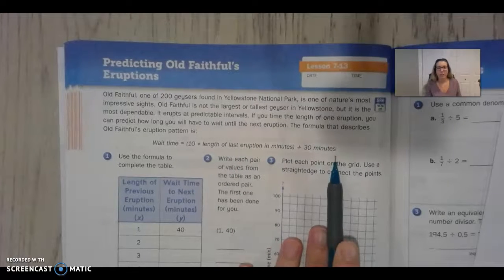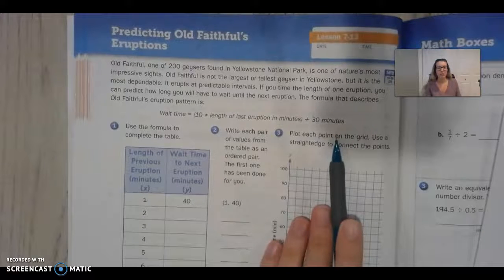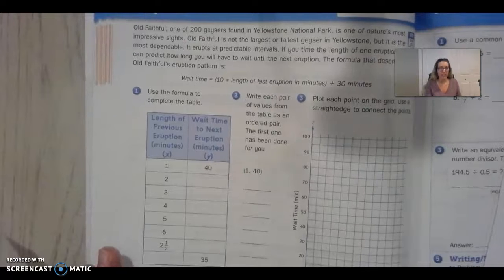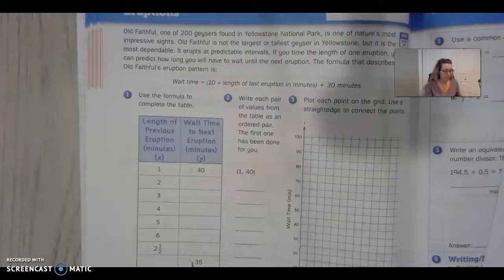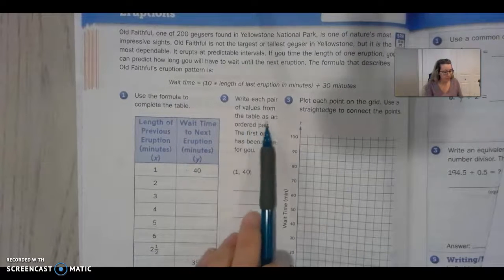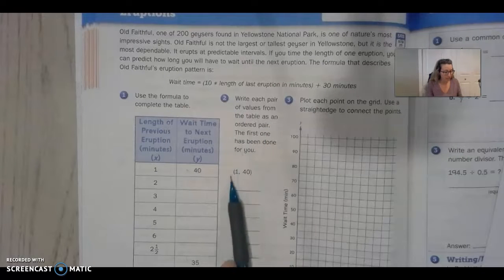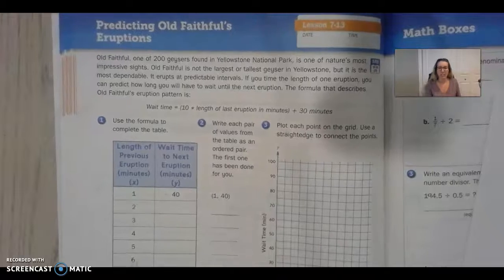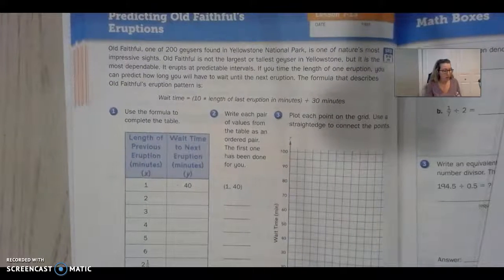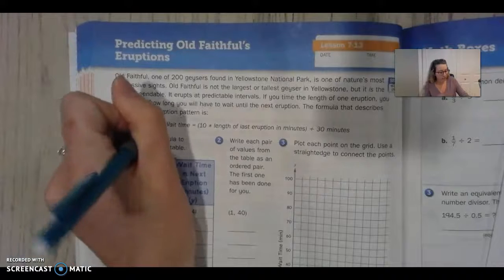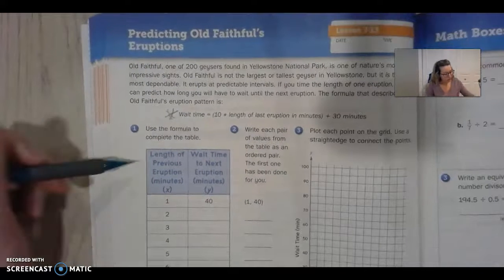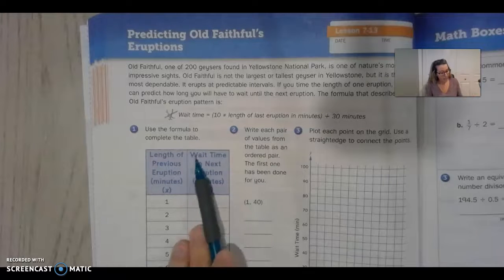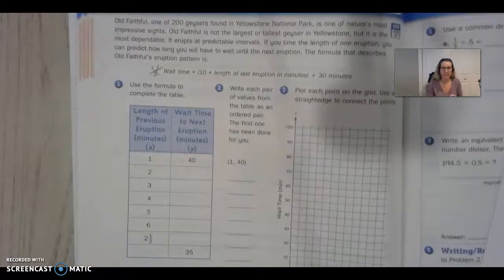Okay, so from this page, I can already tell that we are going to be trying to predict what the next eruption is going to be for this geyser. It says use the formula to complete this table. Write each pair of values from the table as an ordered pair. The first one has been done for you as an example, and then we're going to plot each point on the grid and use a straight edge to connect the points. So we're already given a rule. Essentially, our formula is our rule. Our inputs are going to be the length of the previous eruption in minutes, and the wait time is going to be in the Y column, okay?